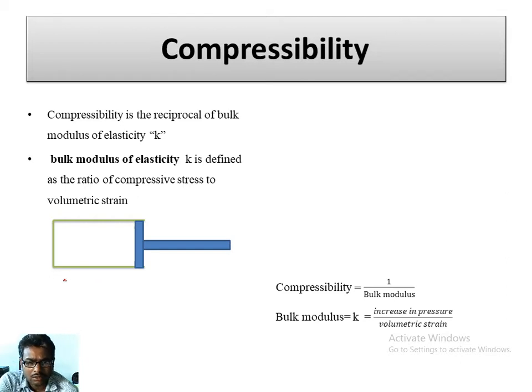Let us consider one figure which has a piston in a cylinder. The initial volume of gas in the cylinder is V, and at that time the pressure is P.